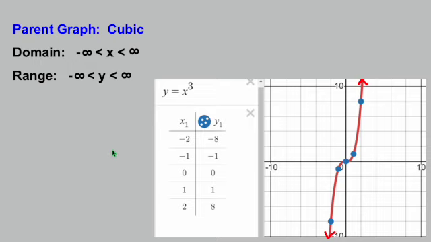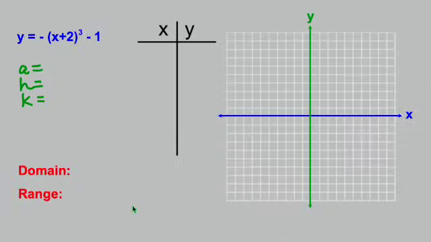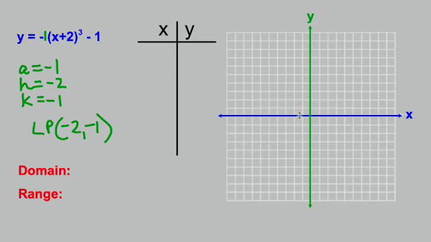Let's go ahead now and see what happens when we change the values of a, h, and k. So let's go ahead and start with identifying what a, h, and k are. So a would be the multiplier number out in front, so that would be a -1. H in this case would be -2. Remember, it's x minus a -2, so that's why it's -2. And k would be the number at the end here, so it'd be a -1, which tells us our locator point is going to be -2, -1. And so I'm going to go ahead and find that. So -2, -1 would be right there.